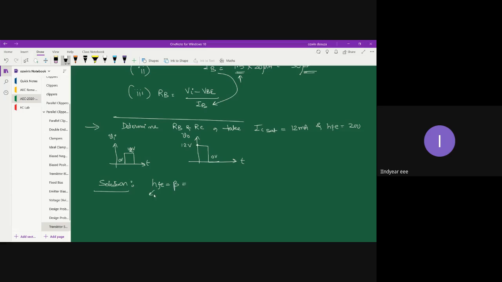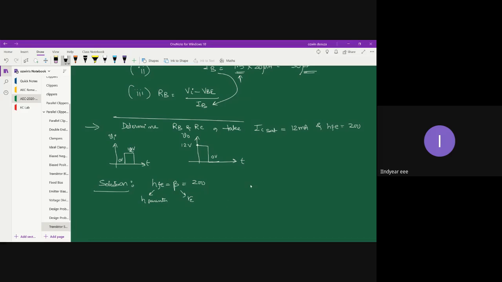This is called the H parameter. In module 2, I'm going to tell you, and this is called the RE parameter. There are two models for the transistor, the RE model and the H model. Each model will take a different convention. So beta and HFE are the same, so that's 200.